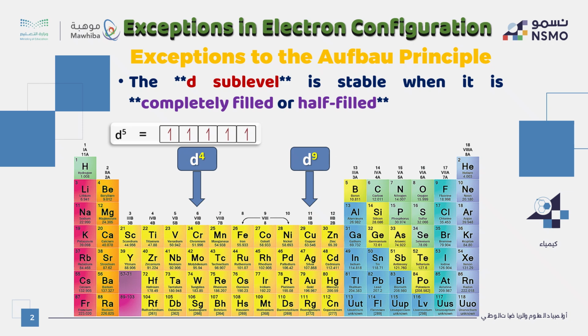Exception 2, copper, Cu. Now let us consider copper, which has an atomic number of 29. Expected configuration based on Aufbau: according to Aufbau, Cu is going to be argon 4s2 3d9. But the actual configuration observed for Cu is argon 4s1 3d10.